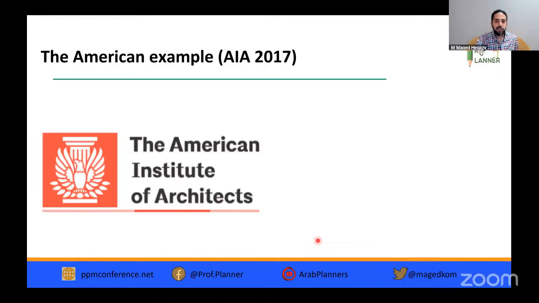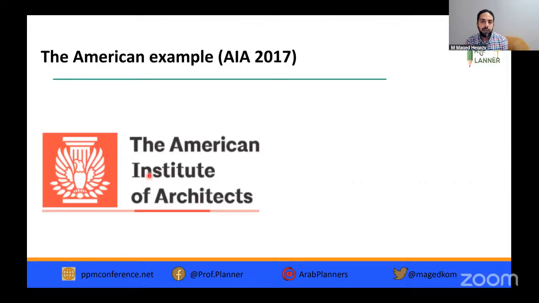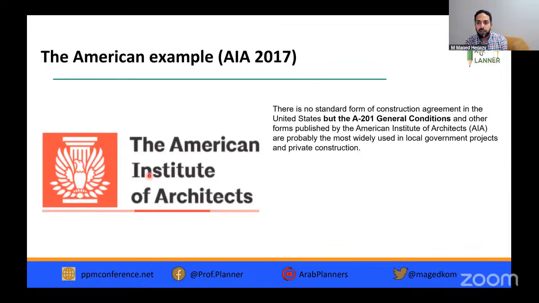So like this, we discussed the main differences for these forms. The final thing we'll go to quickly is the American Institute of Architects. They have this A201 general conditions, and they have some other forms.